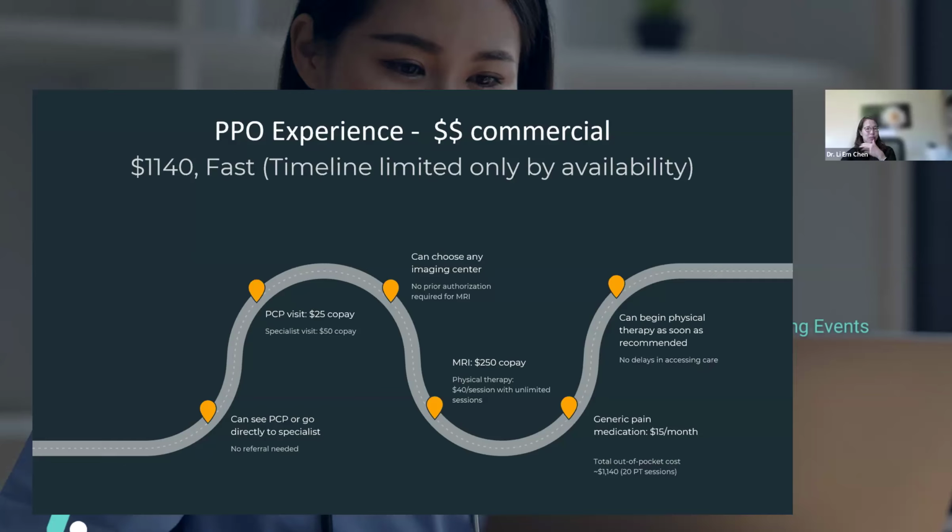And because you've got a broad network available to you, you can choose your physical therapist that has no wait time. So it is quicker to get through this, but it also costs more. Your premium costs more, and all the copays are a little bit higher than the HMO plan. So this is the difference between HMO and PPO.